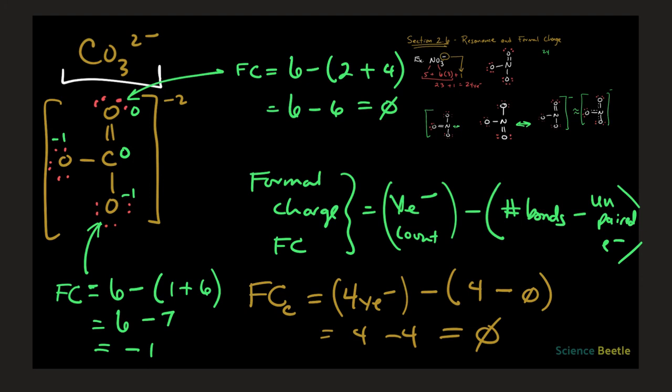So that essentially is the resonance and formal charge section of 2.6. And so with that, we'll bring this review to a close with the last section, 2.7 here, looking at molecular geometry and hybridization.